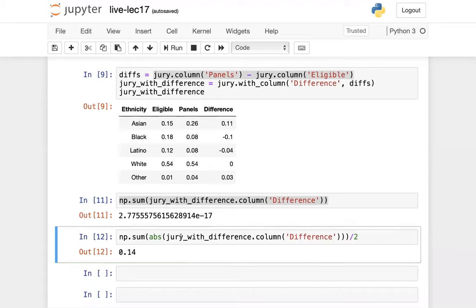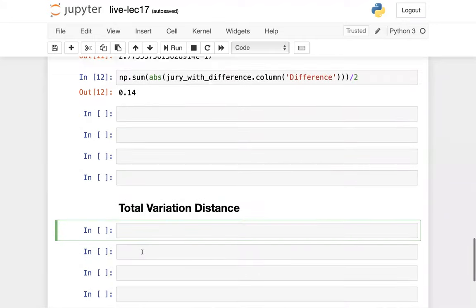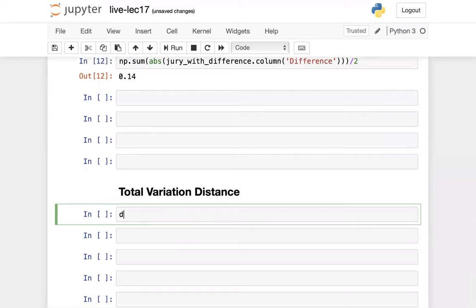But the basic idea is that now we actually have a way to calculate a statistic. If we observe a jury panel, we can calculate this statistic. It's basically just how different is the jury panel from the eligible jury panel. And now we have a way to calculate it. What we're going to want to do now is simulate a bunch of jury panels from the eligible population and then calculate each of their differences to the actual eligible jury panel. So if we're going to do that, we're going to want to make a function for it. So let's actually write this out as a function.